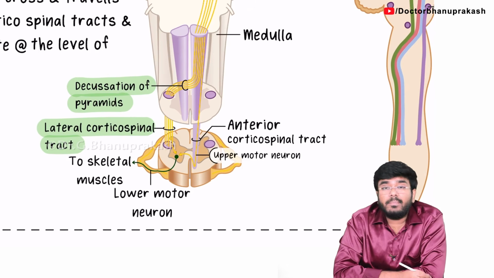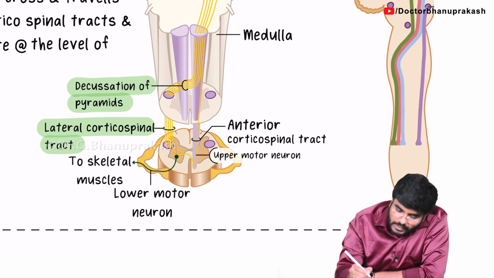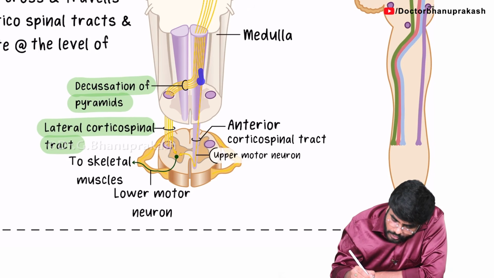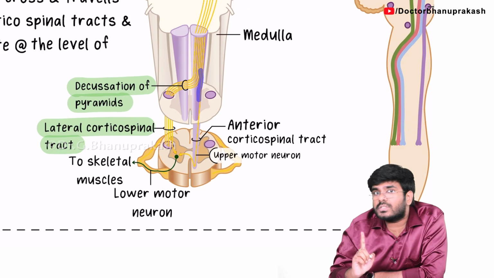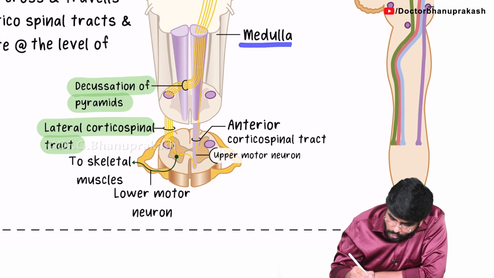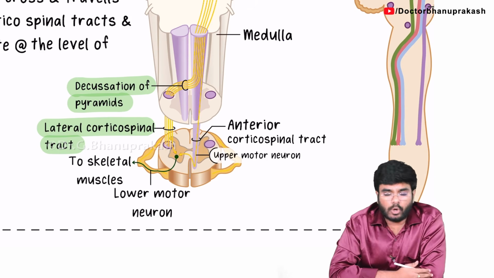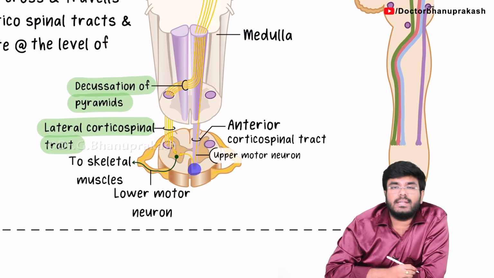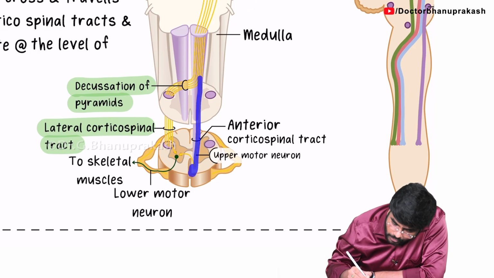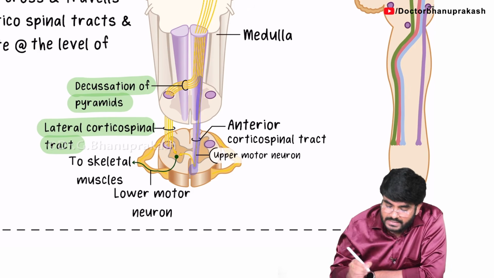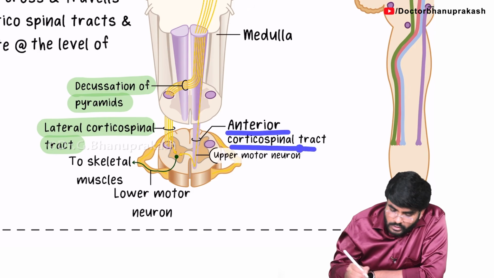But what about the remaining 20% of the motor neurons? The remaining 20% of the motor neurons are not crossing to the opposite side in the medulla. They come down into the spinal cord. Into which column of the spinal cord? They actually enter into the anterior column of the spinal cord. This is the anterior column definitely. So that's why they are called anterior corticospinal tracts.